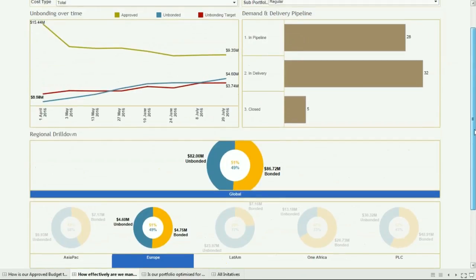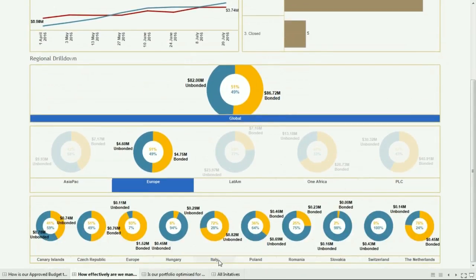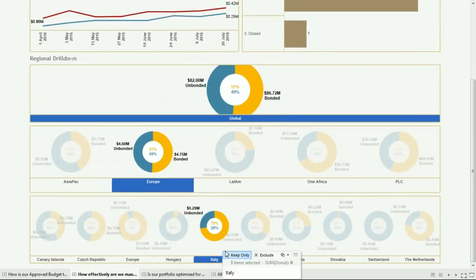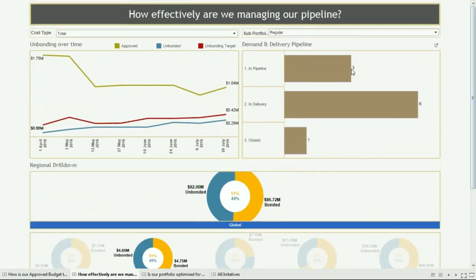And you'll notice that the graphs start to interact here. So if we were to focus on Italy, for example, we've called off authorized to spend 28% of their budget. And how does that look in terms of the snapshot? They've got 3 projects still in pipeline, they've got 6 projects in flight, and 1 that's closed and completed. In terms of their target, they've unbonded slightly less than we would expect their target to be. So that would promote some proactive conversation.